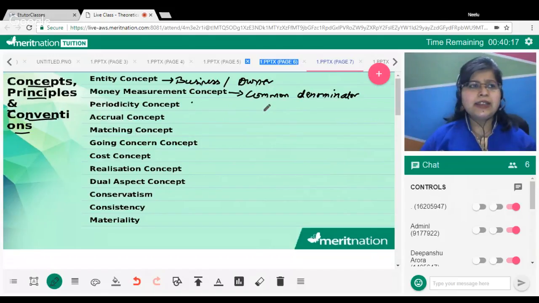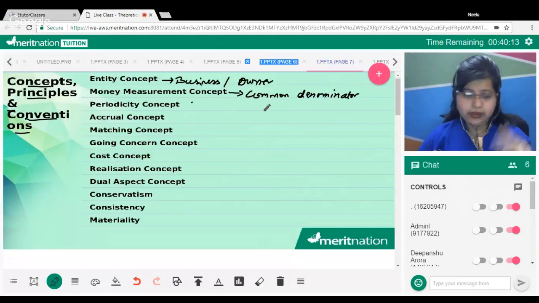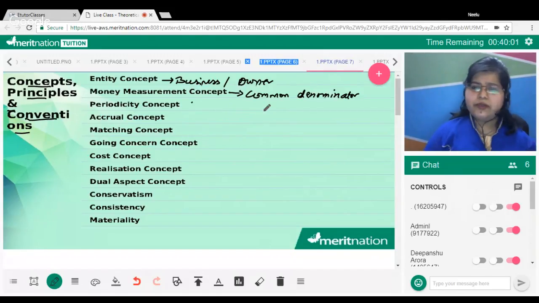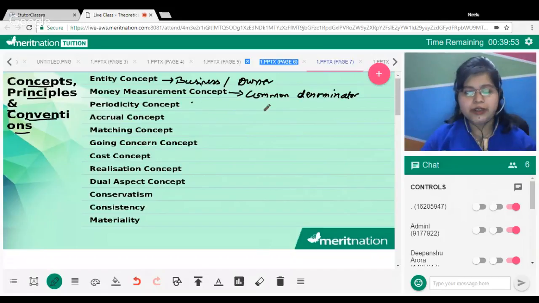Now, a business has 4 trucks, it has 2 buildings, it has, let's say, 7 machines, and it has 100 tons of raw materials with it. How much is the total value of the business? How much is the value of all the assets of the business? Is it possible to find it out? No, you cannot find it out.